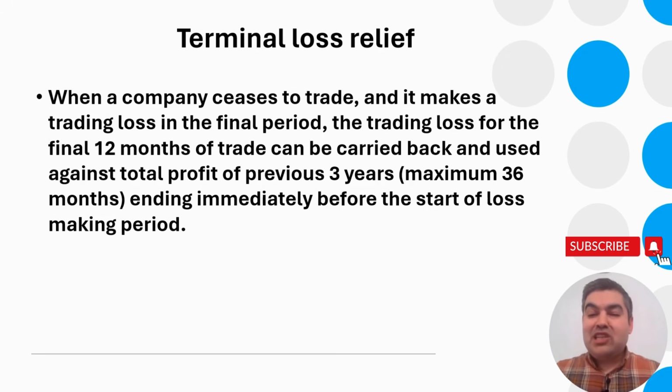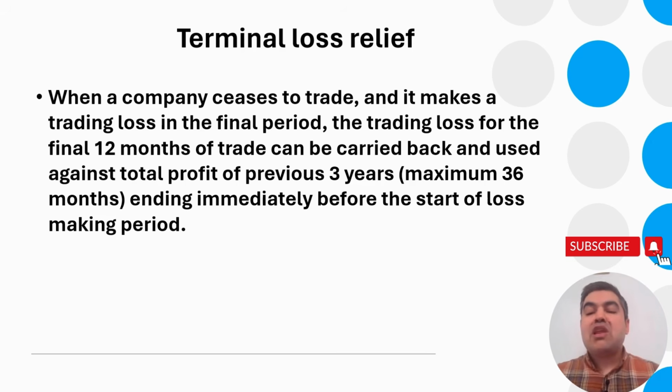This is the most complicated one, terminal loss relief. When a company ceases to trade, it can make a trading loss in the final accounting period. That trading loss for the final 12 months can be carried back and used against total profit of the previous 3 years, so maximum 36 months, ending immediately before the start of the loss making period.